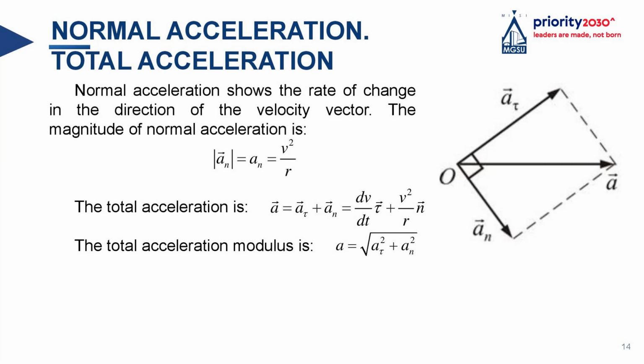Normal acceleration shows the rate of change in the direction of the velocity vector. The magnitude of normal acceleration is v squared over r. The term centripetal acceleration is used when motion occurs in a circle. If the motion follows an arbitrary curve, then the corresponding analog is the term normal acceleration, perpendicular to the tangent at any point of the trajectory. So, returning to expression 2, we can write that the total acceleration vector for movement of a point along the plane curve is a vector is equal to a vector tau plus a vector n.